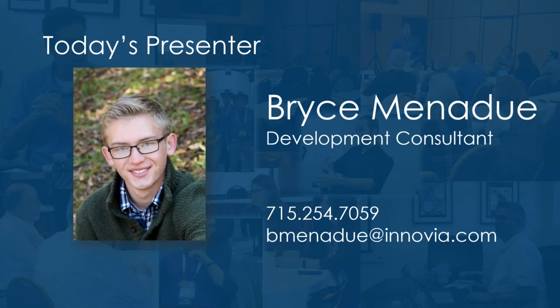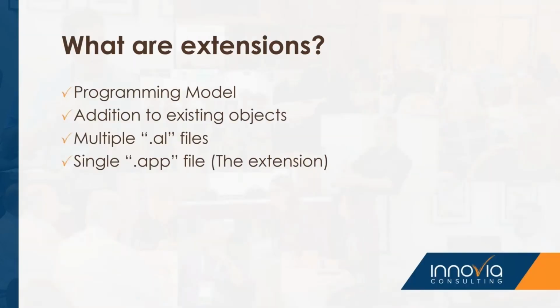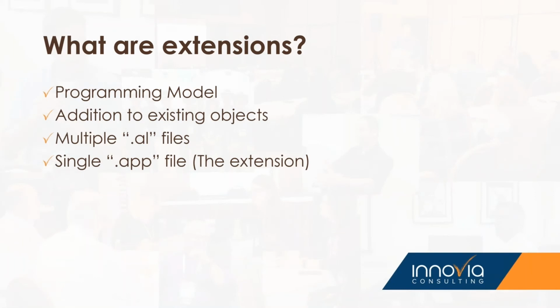But before we get into that, just a quick recap for those who may have missed the first two or just want a little bit of a refresher. We're going to quickly cover again what are extensions. Extensions as a whole are a new programming model that Microsoft is kind of cornering us into, where we are literally extending or adding to the existing objects that Business Central has to offer. All of these objects are in a new format called an AL type file. And it's all of these AL files that are compiled together to generate a single .app file, which is the extension that eventually gets uploaded to Business Central.